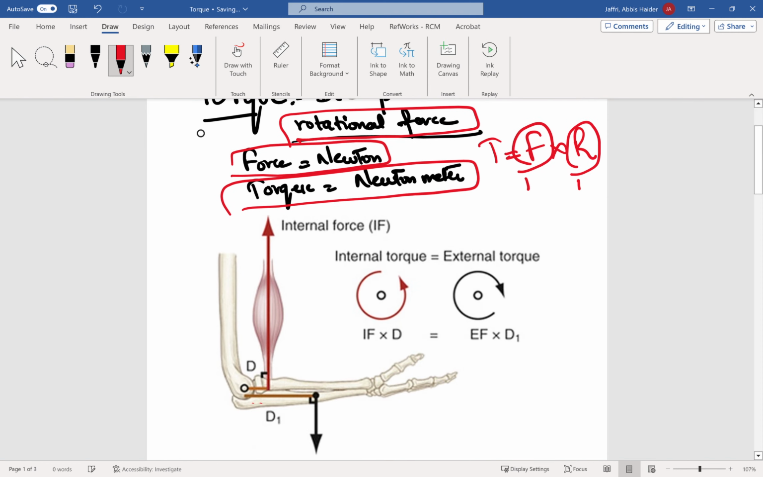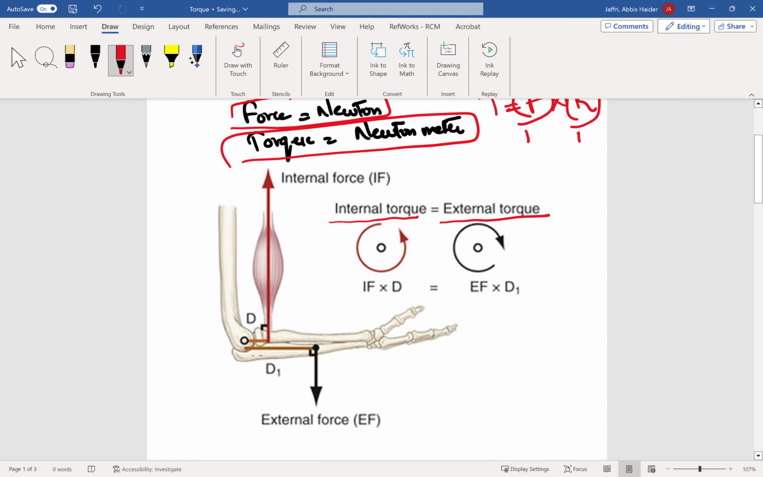Here in this diagram, you can see elbow flexion presented. We have an internal torque and we have an external torque. Both of them are equal and counterbalancing each other. That's why we see this elbow in a static position.